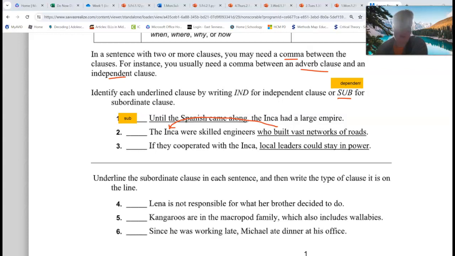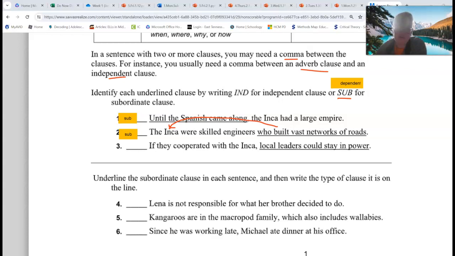Okay, so this is a relative dependent clause. So again, this is what? Subordinate. All right. Number 3, if they cooperated with the Inca, local leaders could stay in power.